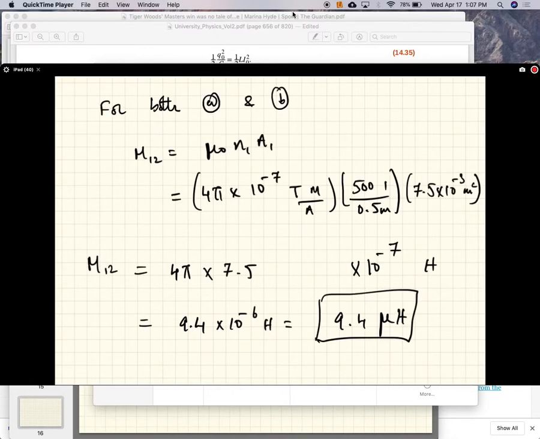So we don't have the same answer for A and B, because the mutual inductance didn't depend on the area of coil 2. All right. What's the point of giving us the number of turns in coil 2? There is. There is? Yeah.